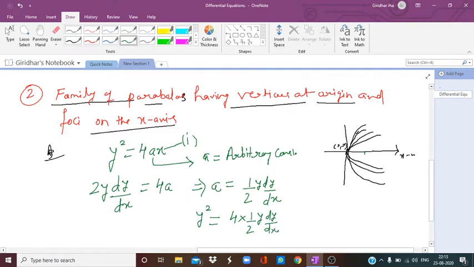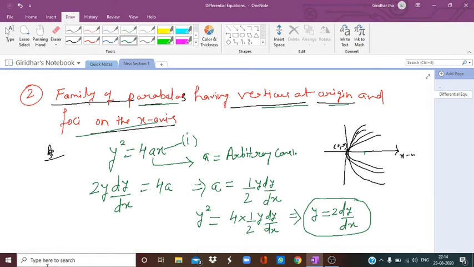So this way we can eliminate the arbitrary constant, because all of you are aware that in forming a differential equation we have to eliminate the arbitrary constants. So now look at this, what is left: y equals to 2 dy by dx, or it is 2 dy/dx minus y equals to 0. You can also write it like that, or leave it up to here. So y equals to 2 dy by dx is the differential equation of this family of parabolas having vertices at origin and foci on the x-axis.